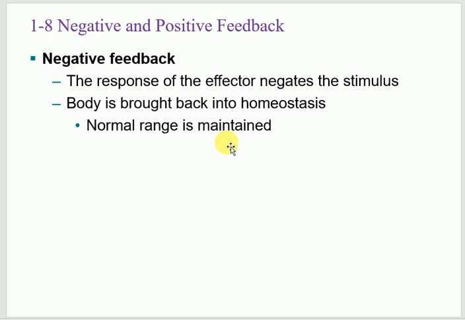These are the tools that our body uses in order to control. Let's understand it. What's negative feedback? Negative feedback is the response of the effector to bring back homeostasis. But you're doing the opposite of the signal that you get. Let me explain it.